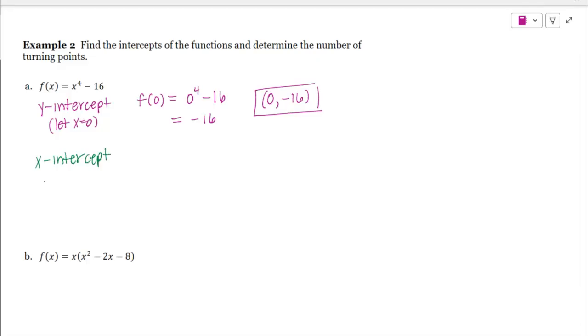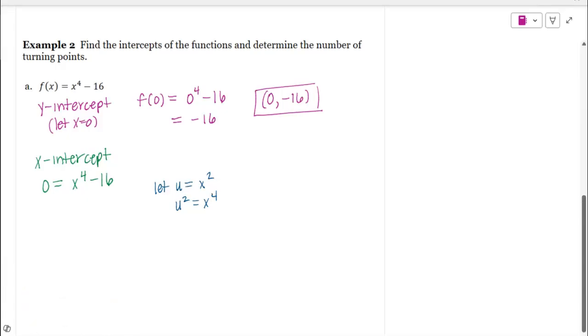We are letting y equal 0, so that means on the left-hand side we have 0 there in the place of y. I'm going to rewrite this in a different way. This is a quadratic in disguise. I'm going to do a variable exchange. Let's let u equal x squared, and then u squared is going to be x to the 4th power. So this will be a rewrite as u squared minus 16.